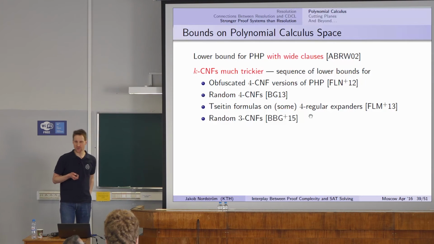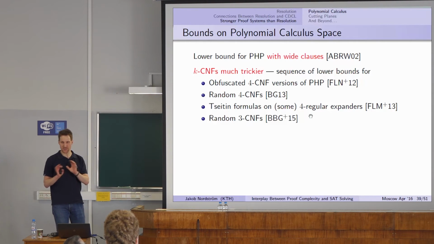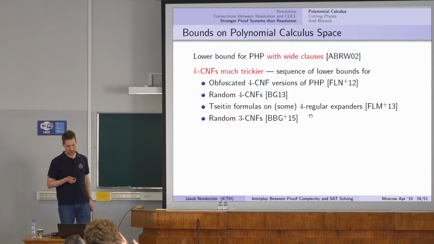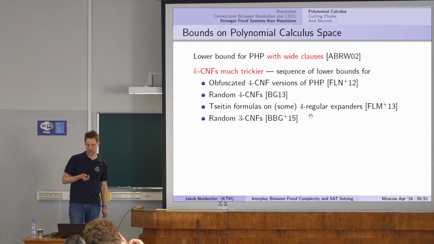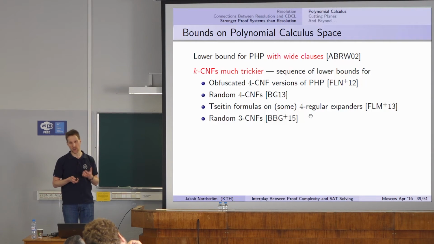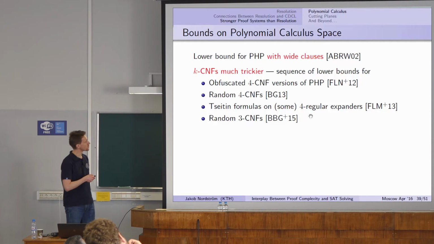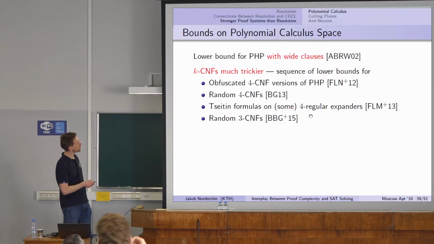Space is also tricky. I said we cannot separate resolution space from polynomial calculus space, although we would like to do it. And even proving space lower bounds was tricky. This is the one place where you really care about whether you have unbounded width or 3-CNF formulas. Proving space lower bounds for unbounded width is not too hard. But then getting it for k-CNFs turned out to be a long sequence of work where you got it for some very unnatural 4-CNF formulas.